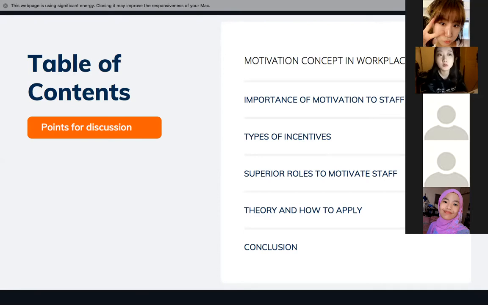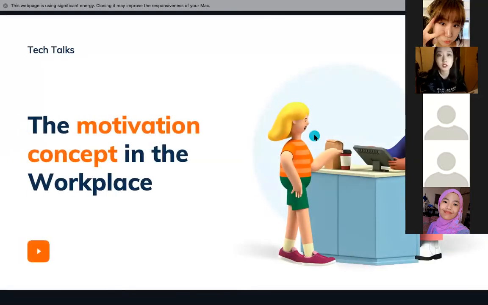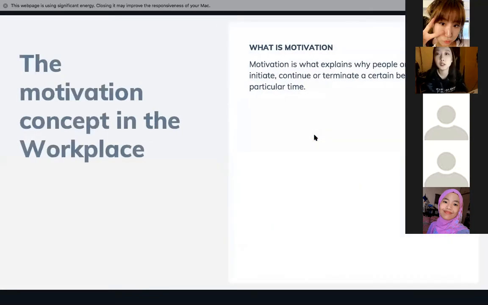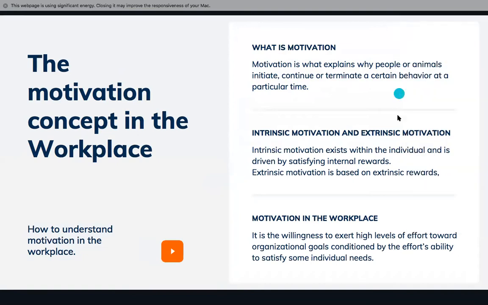So let's move to the first part. Describe motivation concept in workplace. Next page. Before we know the motivation concept in the workplace, we need to know what is motivation. Motivation is what explains why people or animals initiate, continue, or terminate a certain behavior at a particular time. The paradigmatic mental state providing motivation is desire.